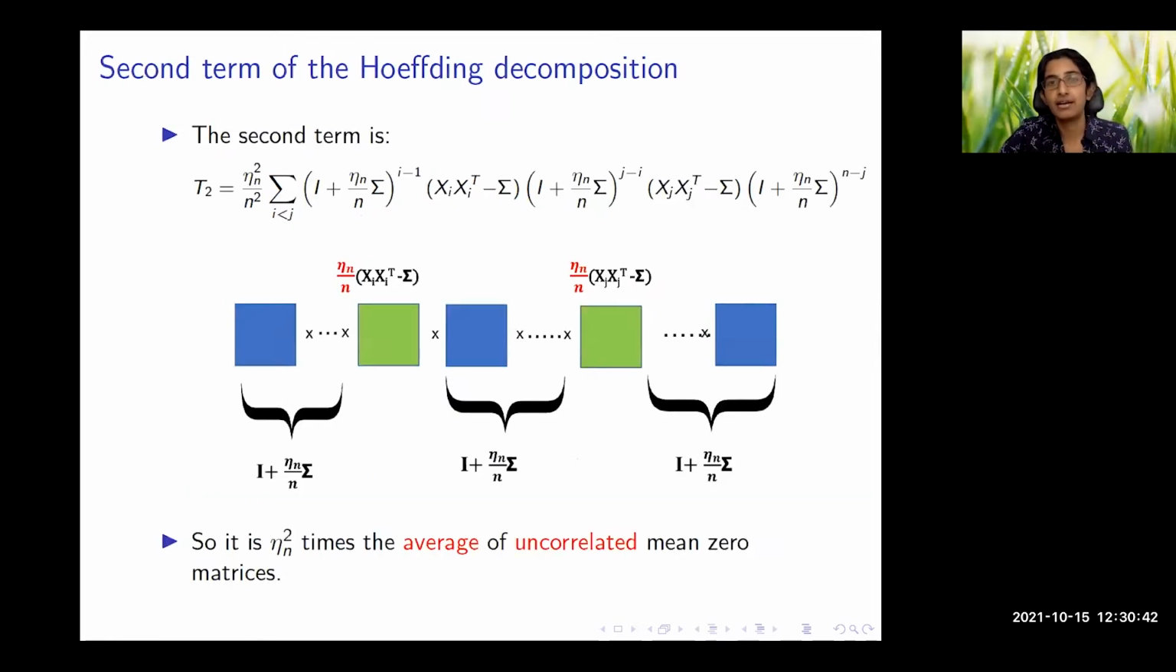If you look at the second term, you are going to essentially have the same sequence, but now you are plugging in pairs of matrices. So the ith place has xi xi transpose minus sigma, the jth place has xj xj transpose minus sigma, and so on. And again, uncorrelated. That's kind of the key here. That's why you can do something about this. And so this is like eta squared times an average of uncorrelated mean zero matrices, and so on and so on. Okay?